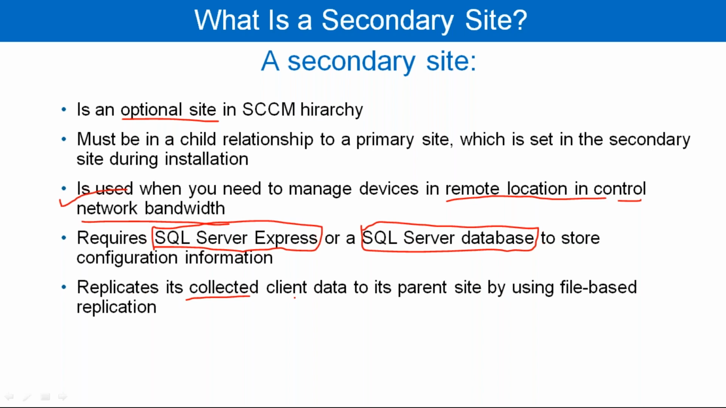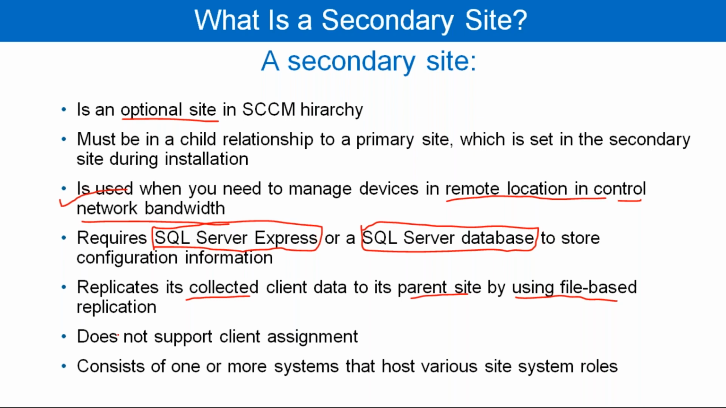It replicates its data to the parent site by using file-based replication. So it uses the file-based replication method to send the data to the primary site database. It does not support client assignment, so clients do not take any policies from here. All the clients are assigned to the primary site. It consists of one or more systems that host various site system roles. Now I'll show you a diagram.